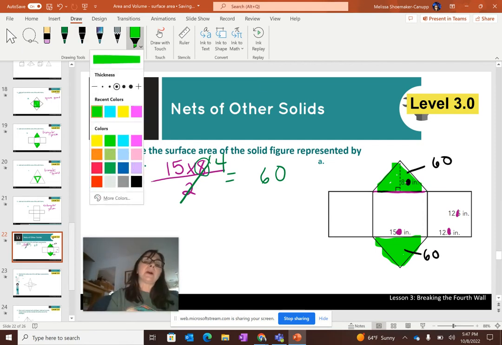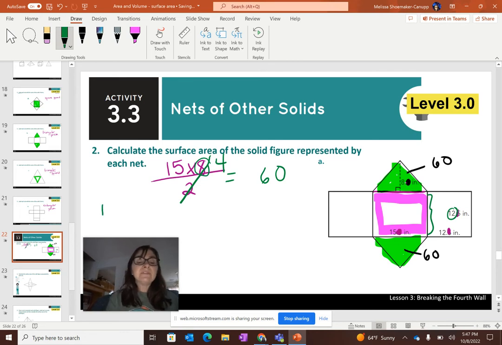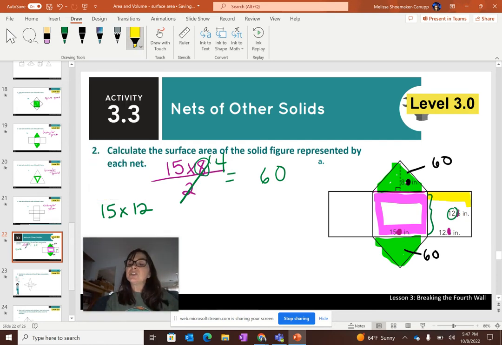Now I can move on and find the area of this. Well, I already know it's a 15. It's just a rectangle, so I'm just multiplying. And I can see this measurement is going to be 12. So I got a 15 times 12. And it looks like I only have one of those. There's no lid. This isn't the lid. This is just one of the sides.